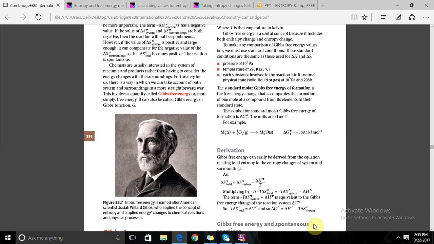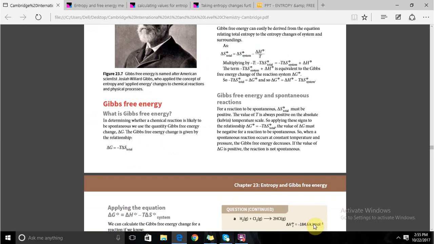And this is the derivation. I don't think it's part of the syllabus, but still something pretty interesting for you to know. Now, Gibbs free energy and spontaneity. Whereas for a reaction to be spontaneous, it has to have an overall positive entropy value, the opposite is true when we are considering the Gibbs free energy values. It has to have an overall negative value.